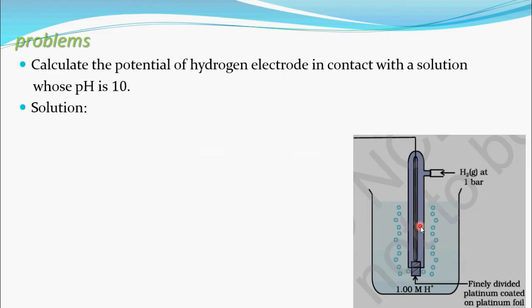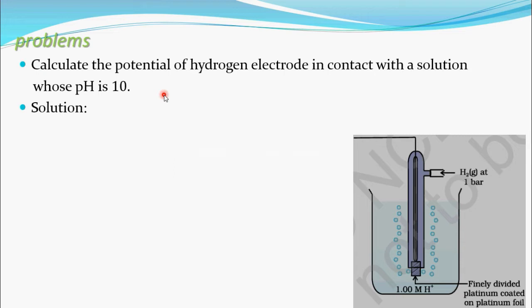It is a standard hydrogen electrode when the concentration of the solution is 1 molar, but in this case it is not 1 molar, it's other than 1 molar. He has given the concentration of H plus ions in terms of pH. He has given pH as 10.